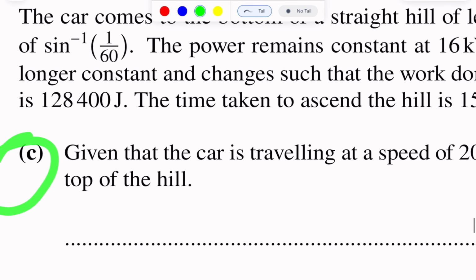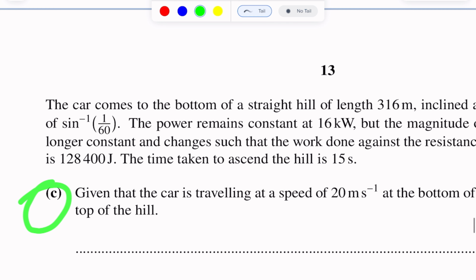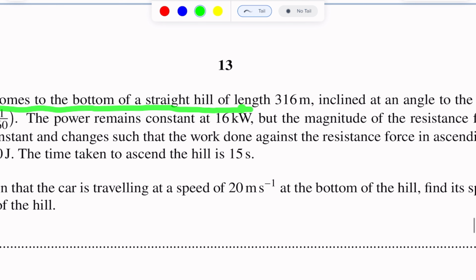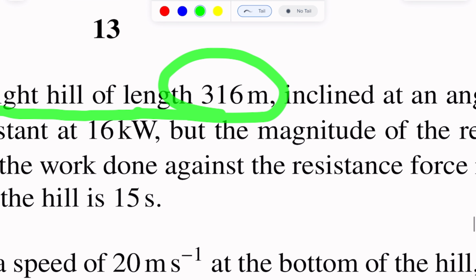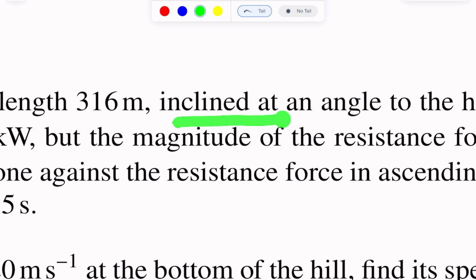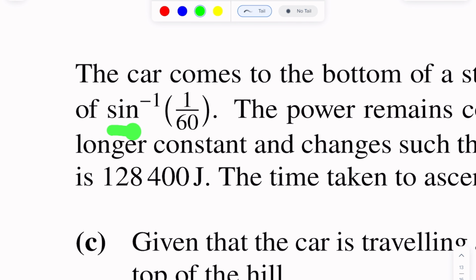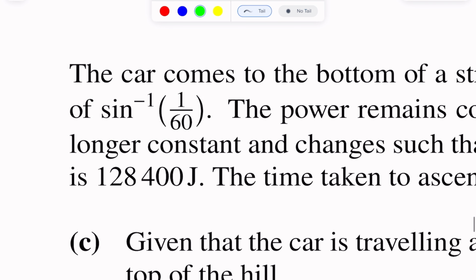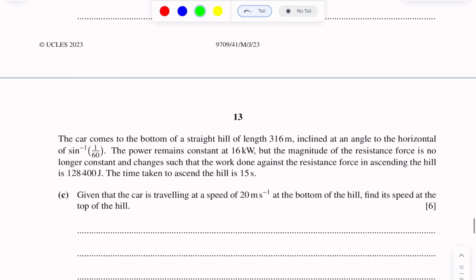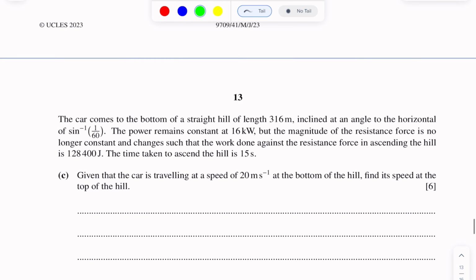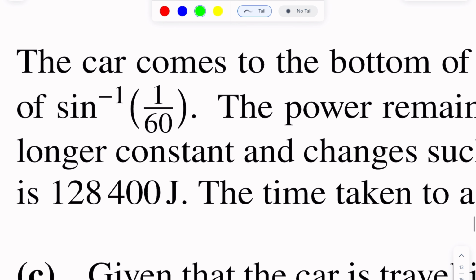Now next, part C of this question: the car comes to the bottom of a straight hill of length 316 meters, inclined at an angle to the horizontal of sine inverse 1 over 60. This is the value of theta. Theta is sine inverse 1 over 60. The inclined plane makes an angle sine inverse 1 over 60 to the horizontal.